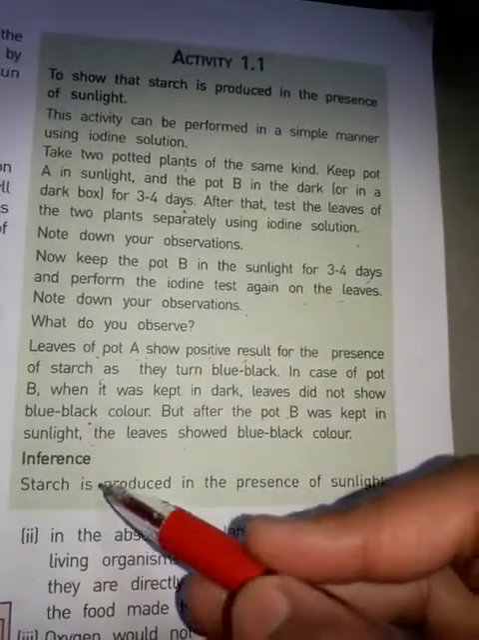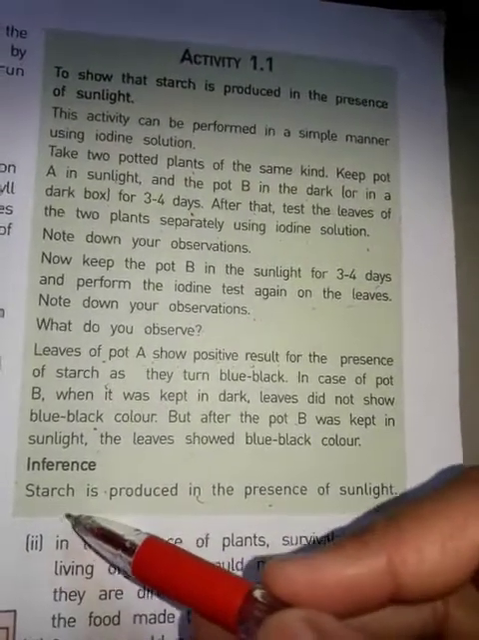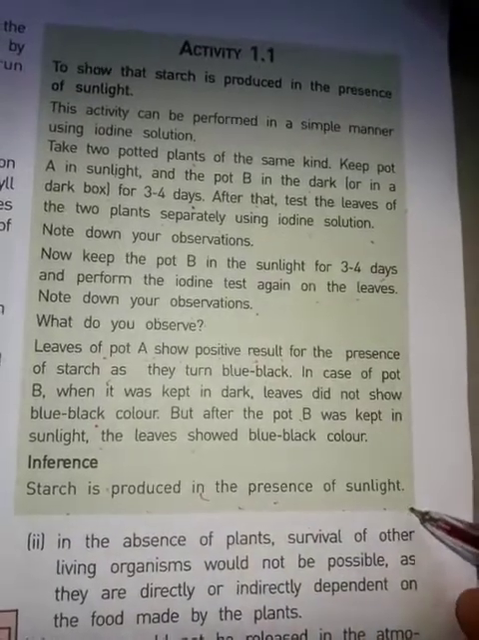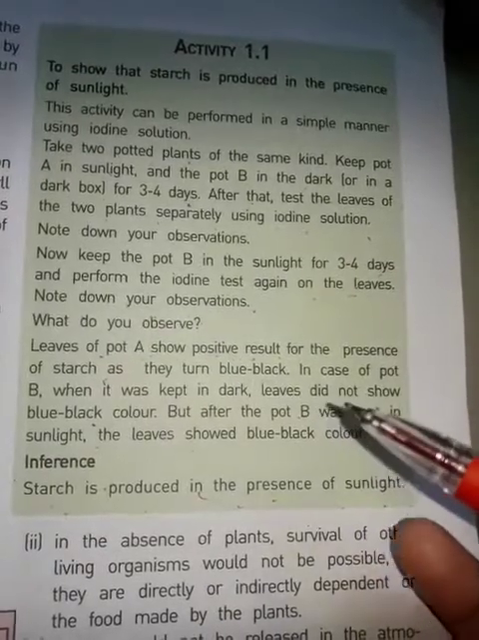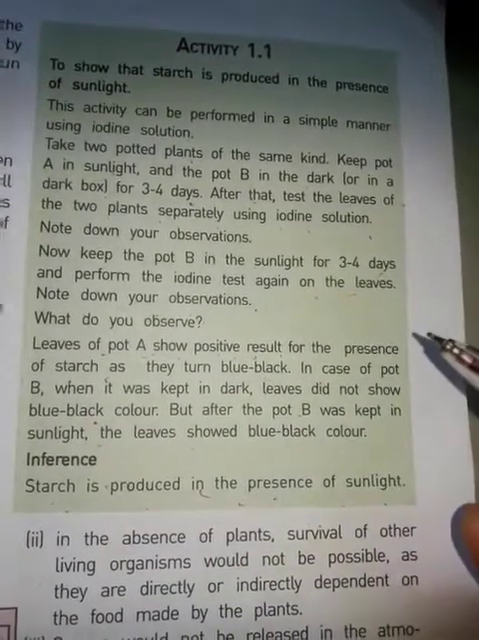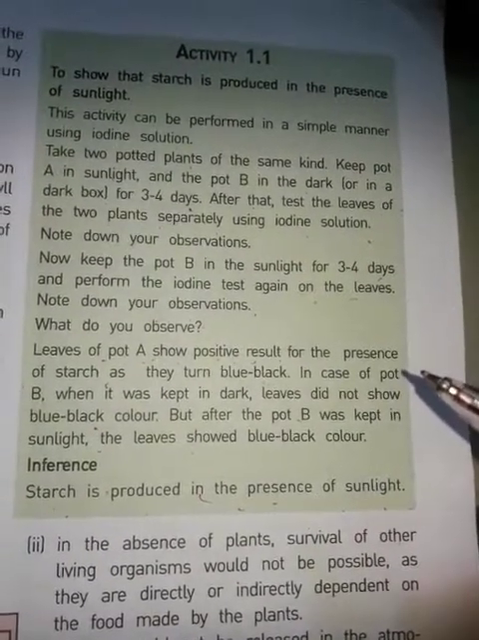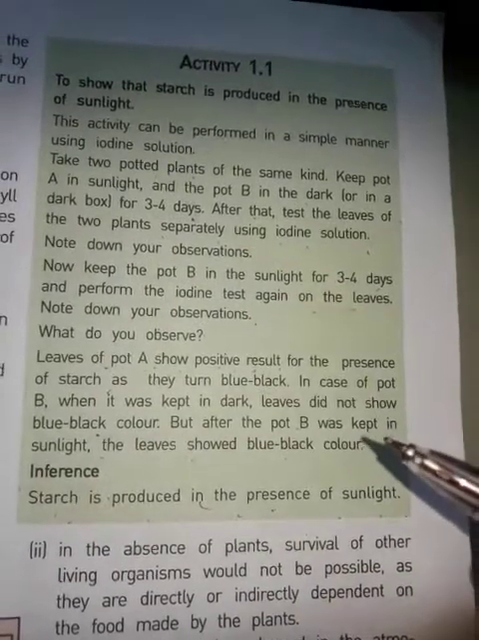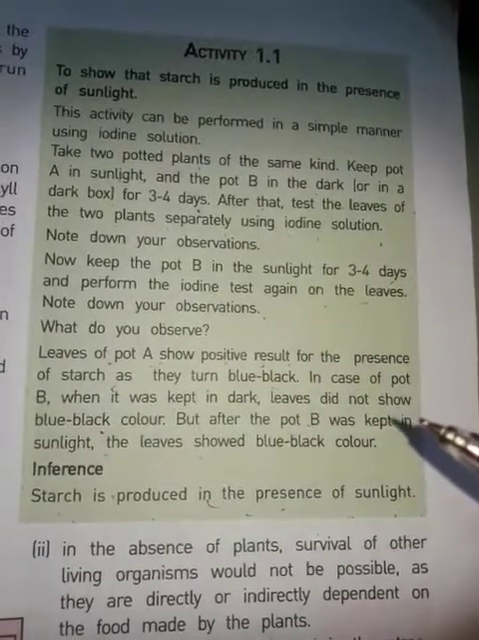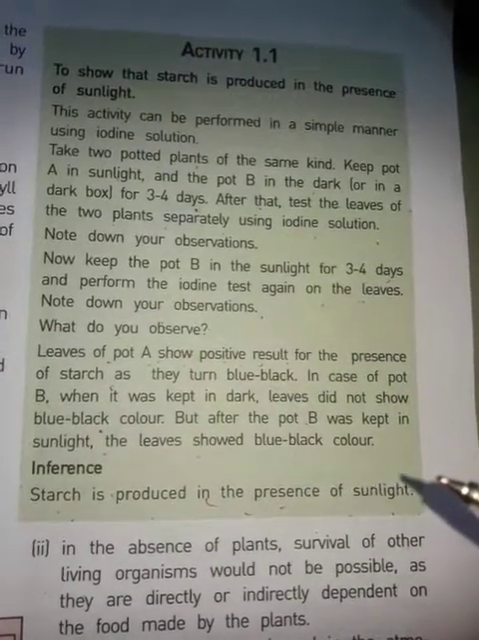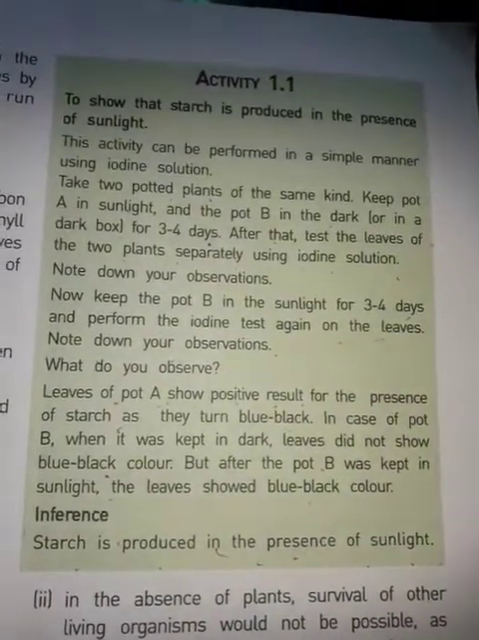So we can say that starch is produced in the presence of sunlight, because when pot B was kept in the dark, the leaves did not show blue black color. But when it is kept for 3 or 4 days in the sunlight and tested with iodine solution, it gives blue black color. That shows that starch is produced in the presence of sunlight. So this is all about activity 1.1.